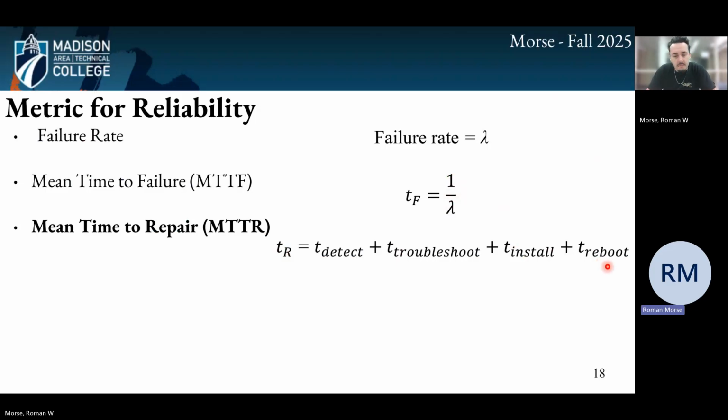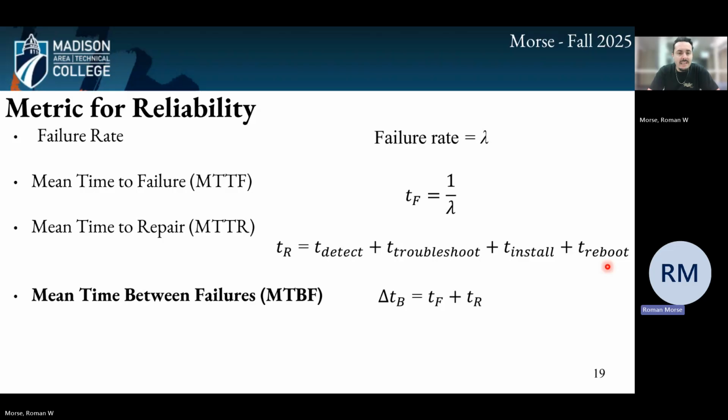Most systems, like a power plant or even your computer, don't just go from a zero state, so turned off, to turned on like that. It doesn't work like that. There's typically a reboot time. For power plants, it's on the order of hours to days. For my computer, it's on the order of 30 seconds. The mean time between failures, MTBF, this is delta T sub B. This is the mean failure time plus the mean repair time.